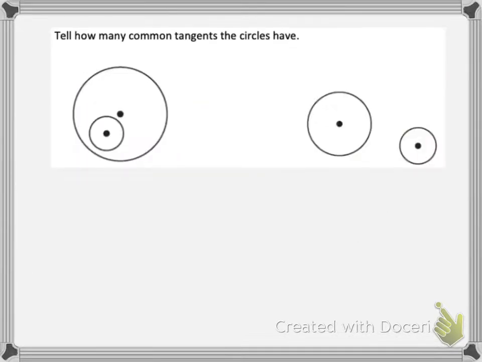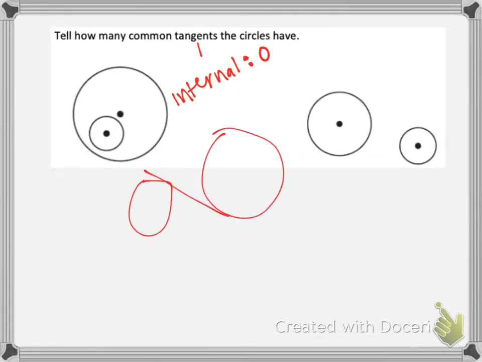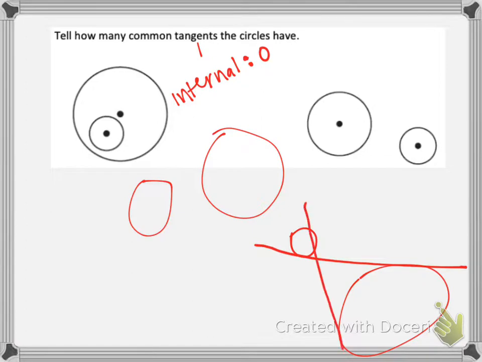The next section that had common mistakes was telling how many common tangents the circles have. A tangent touches the circle once, so you're looking for a line that would touch each circle once. So it said internal. This one would have 0 internal tangents. Reason being, you need space between the circles to have an internal tangent. So the lines I just drew, they would be internal. Or if you had them this direction, there would be internal tangents.